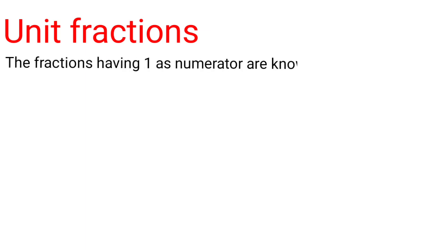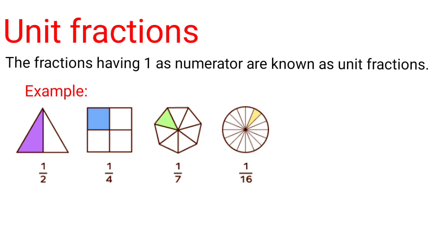Next one is unit fractions. What is a unit fraction? The fractions having 1 as the numerator are known as unit fractions. For example, 1 by 2, 1 by 4, 1 by 7, 1 by 16. Here all the numerators of the fractions are 1. So all these are unit fractions.